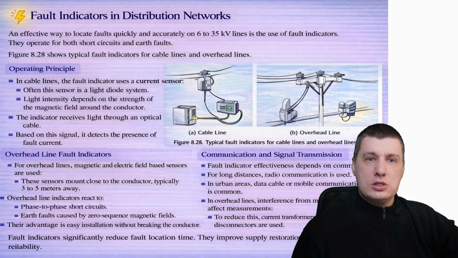For earth fault detection, a summation current transformer is used. This transformer surrounds all three phase conductors. It measures the residual current flowing during the earth fault. The earth fault sensor is also connected to the indicator light module.